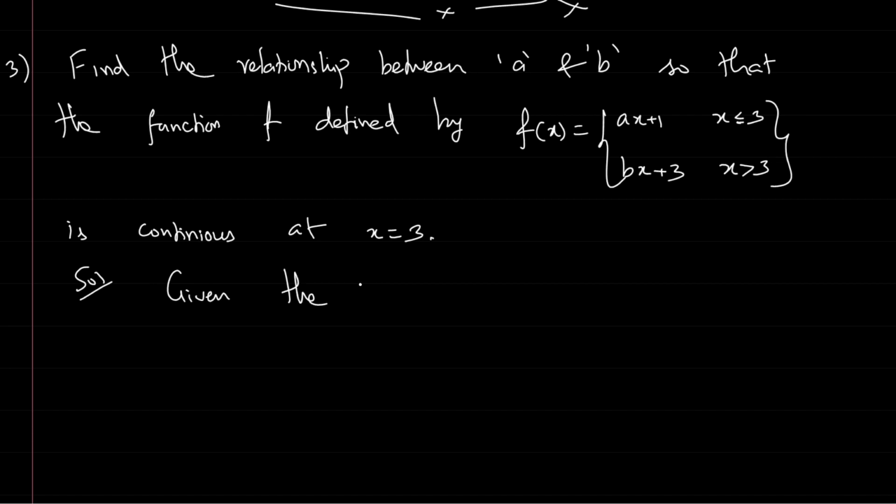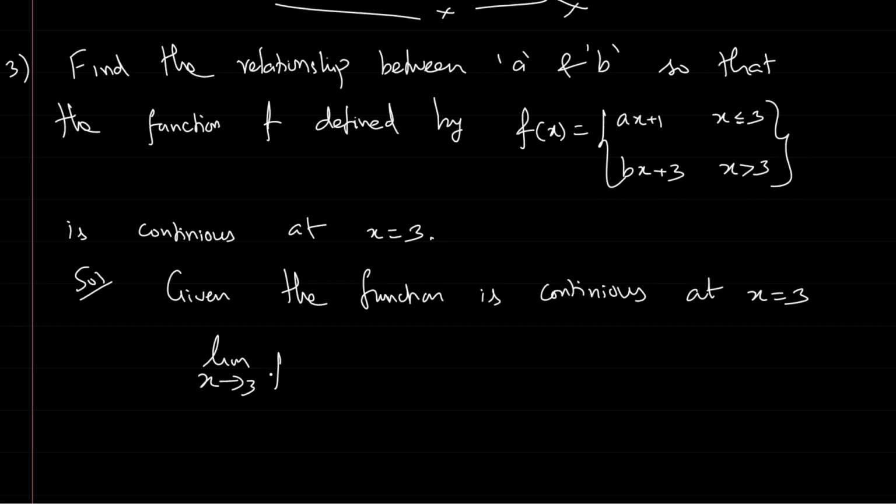Given that the function is continuous at x equal to 3, what is the relationship between a and b? That is the question. The function is continuous at x equal to 3 means the limit as x tends to 3 of f of x exists and it will be equal to f of 3.